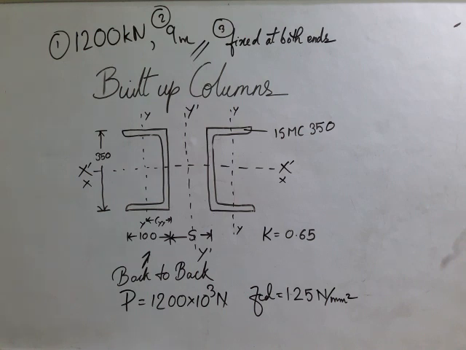So now, as we have chosen FCD equal to 125 Newton per mm square as the design compressive stress, one more thing we need to take into account is the Fy for steel. Since it is a steel design, we will be taking Fy as 250 Newton per mm square.